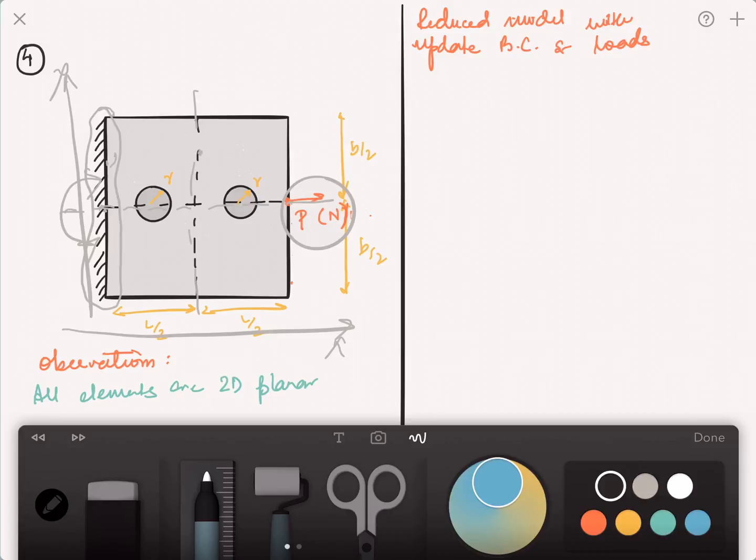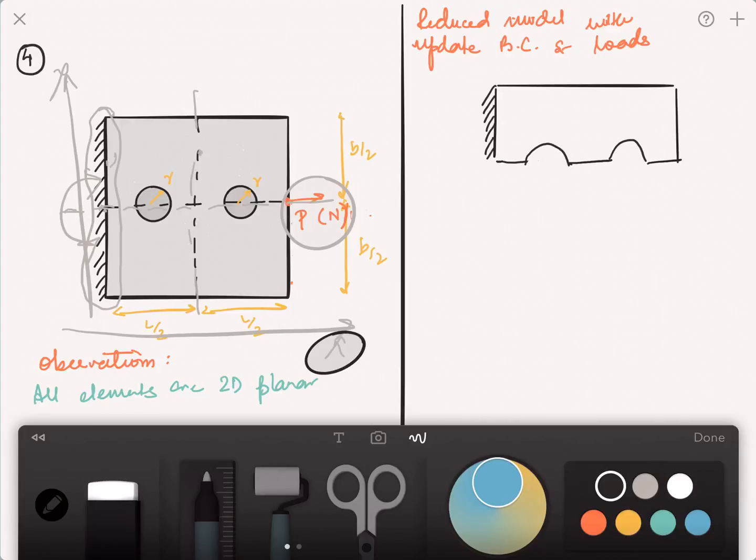We know that it is only symmetric about the x-axis, so we can only draw the top half. So you have an edge condition here. You have the edge and the two holes that will show up right here. So that's the half of the geometry and the half of the boundary condition.